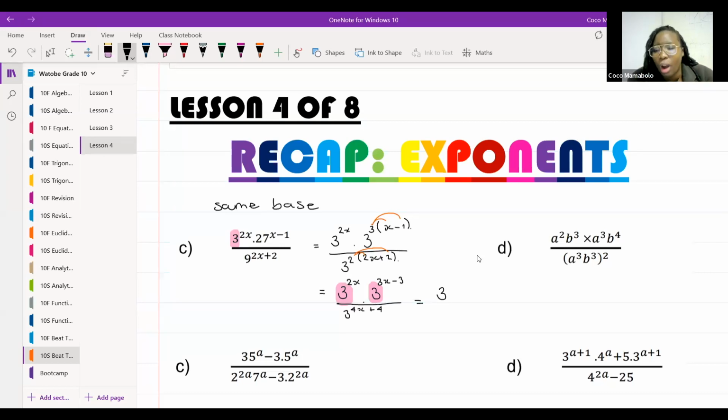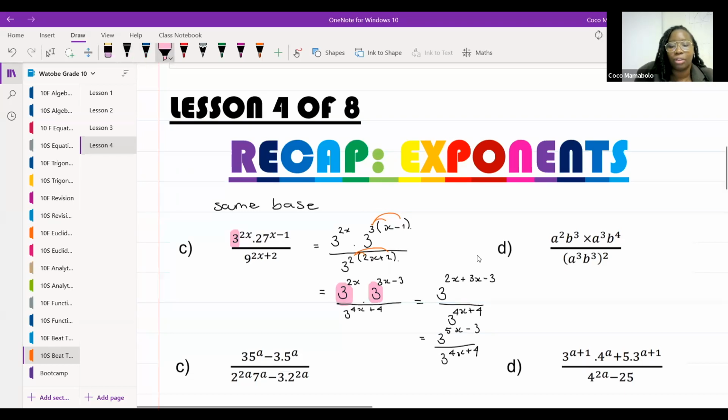Oh, Asbonge, you are on fire today. That's it, Gideon. That's it, Samuel. We're going to add our exponents. So we're going to end up with 2x plus 3x minus 3 over 3 to the power of 4x plus 4. Right. I'm going to clean this up over here very quickly. I'm going to get 3 to the power of 5x minus 3 over 3 to the power of 4x plus 4.